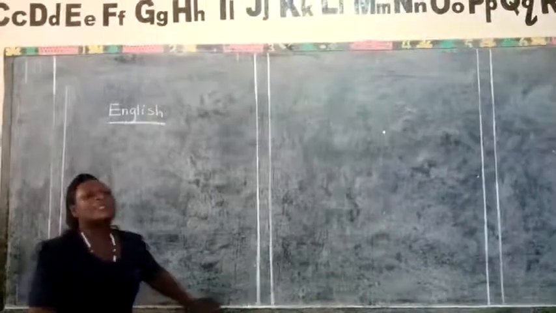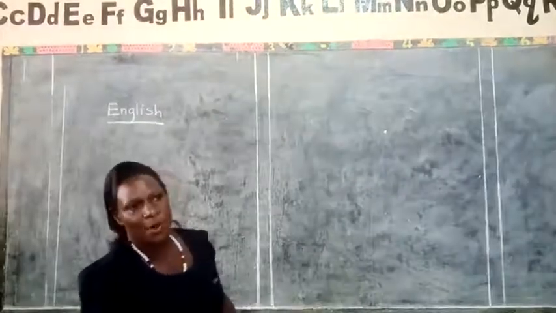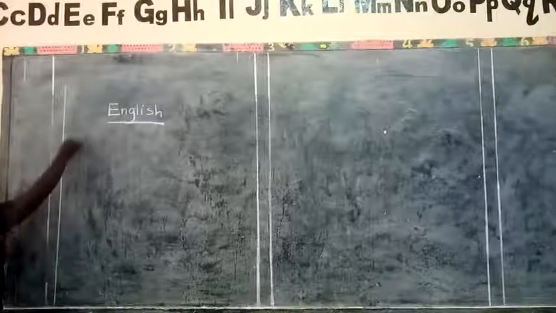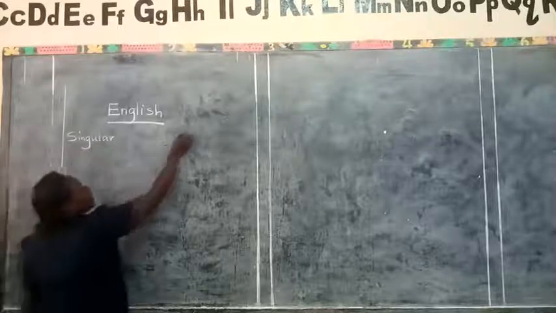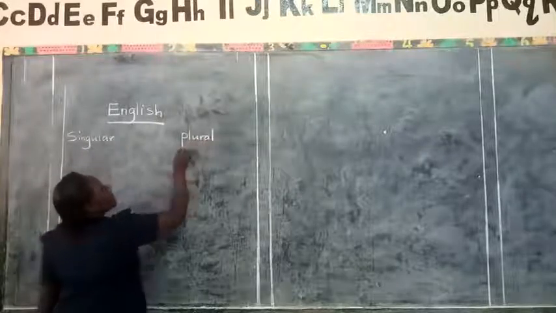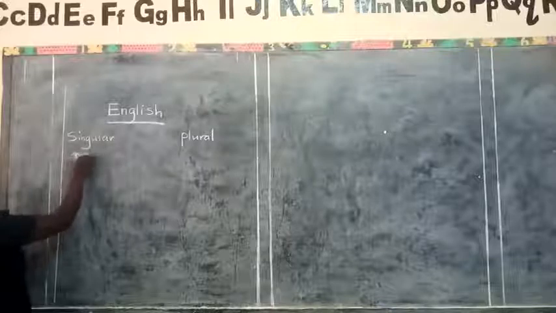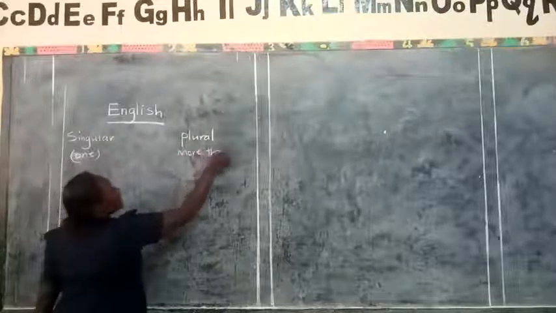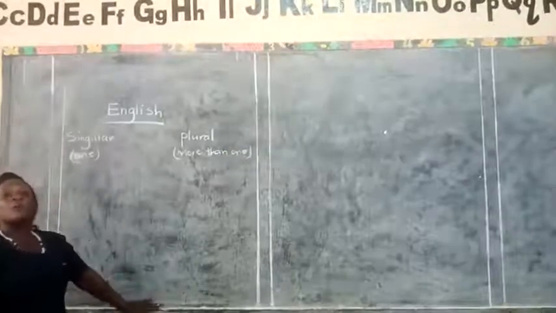Now let us remind ourselves of those nouns which take only letter S when changed to plural form and end with the letter Y. We are still dealing with the singular and the plural. Don't forget, we said that singular means one, whereas plural means more than one. We are just reminding ourselves of what we looked at yesterday.